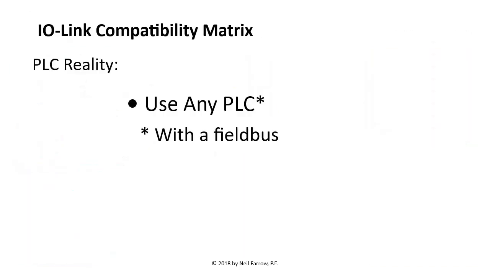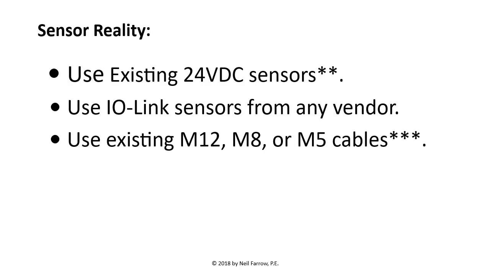Some of you might have spotted the asterisk in the last slide and said, aha, but for the PLC, the asterisk just means it's got to have a field bus. You can continue to use your existing 24-volt DC sensors along with IO-Link sensors. And you can use any sensor because of the IODD, the configuration file that comes with each sensor. And we're using the standard existing connectors because they work fine.